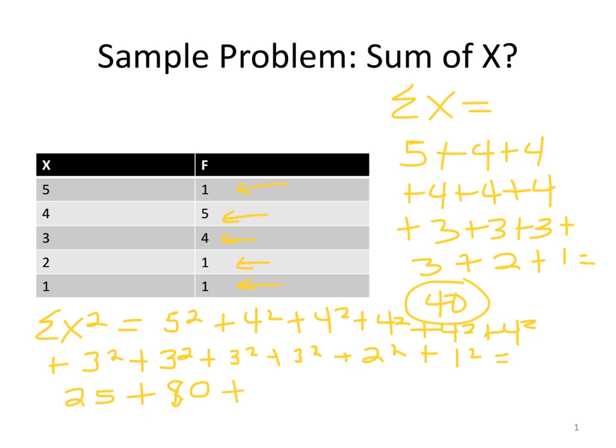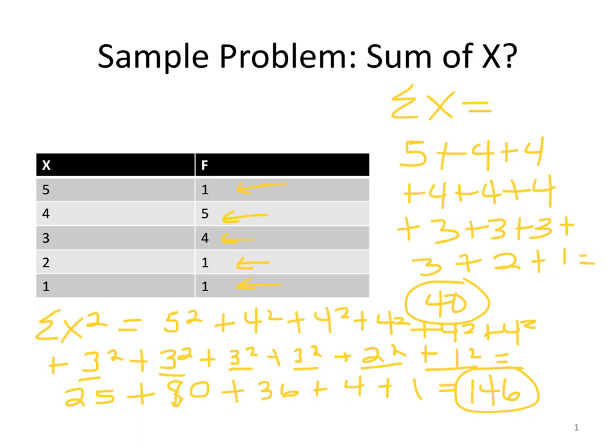And then we know that for our next score, we have 3 times 3, which is 9. That's 9 square. And we have it occurring 1, 2, 3, 4 times. So that is equal to 36. We have 2 square occurring once, which is equal to 4. And we have 1 square occurring once, which is equal to 1, because that's 1 times 1. So then we would add up those numbers. 25 plus 80 plus 36 plus 4 plus 1. So our answer would be 146.